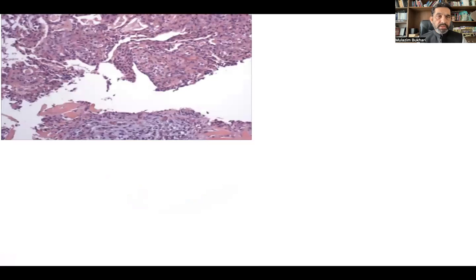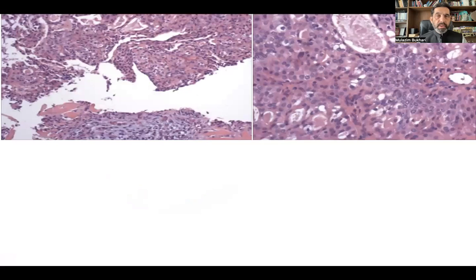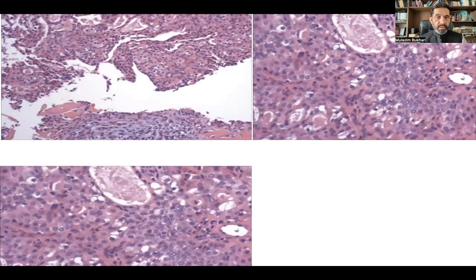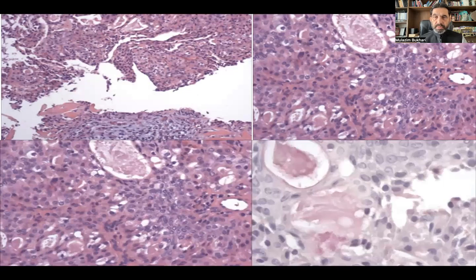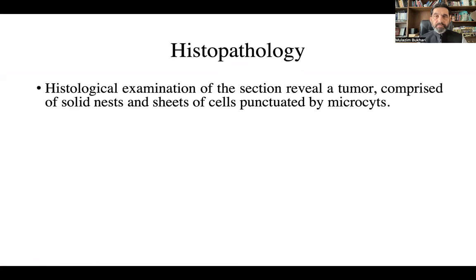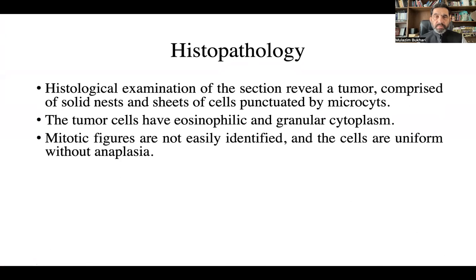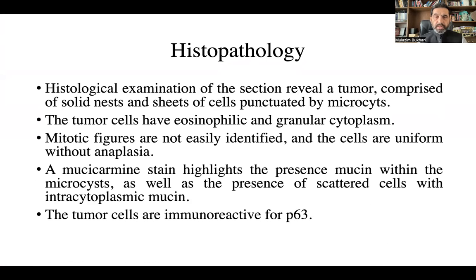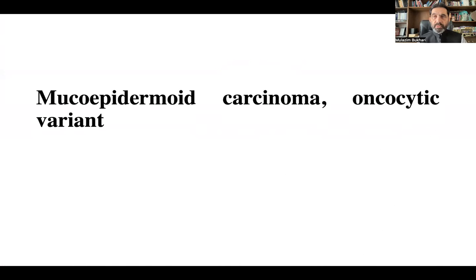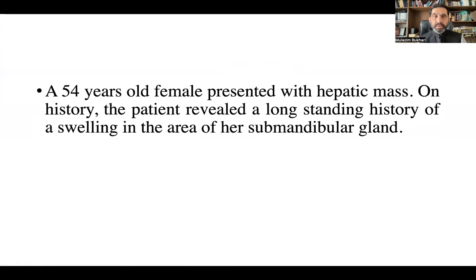This is another picture. You can see almost 2 to 3 types of cells. Some are squamous, glandular, and some are clear cells. Similar pictures. This is the mucicarmine stain. The histology is similar, and the same with the immunomarker P63. This is mucoepidermoid carcinoma, but the oncocytic variant.